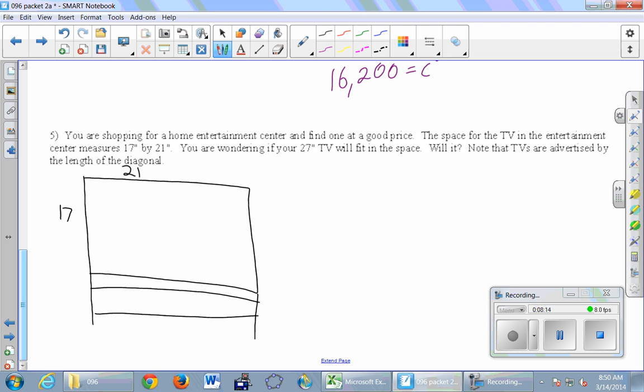So, I want to know if the 27-inch TV will fit. What do I need to calculate for my entertainment system? The diagonal, right? We're just going to calculate how long this diagonal is, and then we can compare it to the 27-inch TV. So let's find the diagonal. So we'll go ahead and draw in the diagonal. And we'll just point out it's a rectangle, so that's a right angle up there.